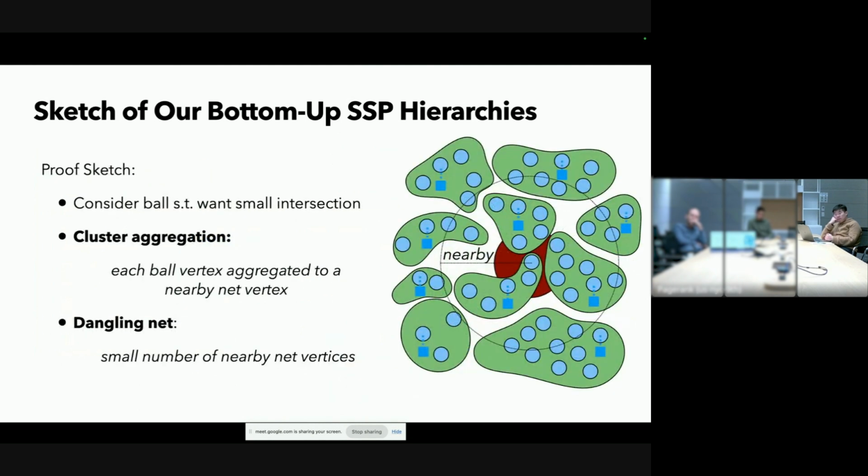Okay, so the picture you should have in your head is: we'd like to look at one of these balls and not have it intersect too many things. The number of things nearby that ball, or the number of net vertices nearby that ball, should be small. All the things in that ball will get aggregated to a net vertex, and there aren't that many nearby things. We've seen the formal sense in which cluster aggregation will send things to nearby net vertices, and the formal sense in which dangling nets ensure that there aren't that many nearby net vertices.